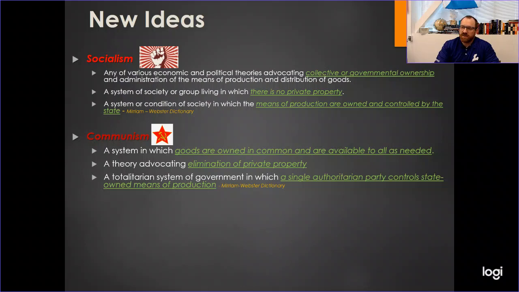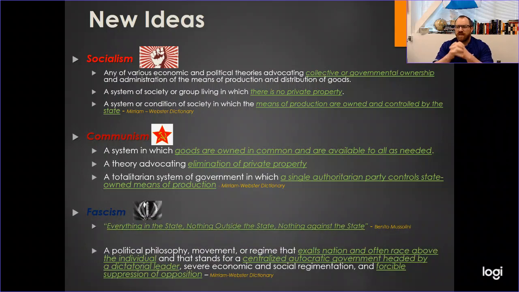Now, the third idea that comes about is an idea called fascism. Now, fascism, according to Benito Mussolini, the first guy ever to use fascism, although he technically doesn't come up with it, he gets his ideas from others, philosophers of the 1800s. Again, I'm not going to go into that too much. But here's how he states it. Everything in the state, nothing outside the state, nothing against the state. Essentially meaning the state is everything. Your country is everything.